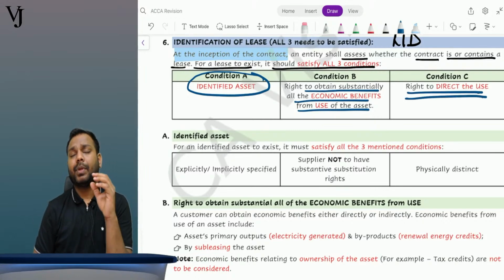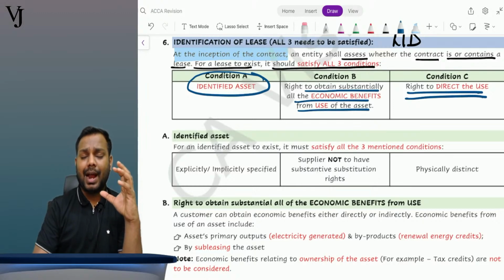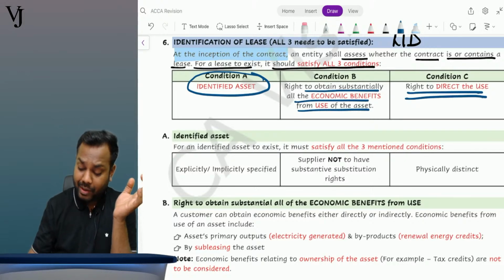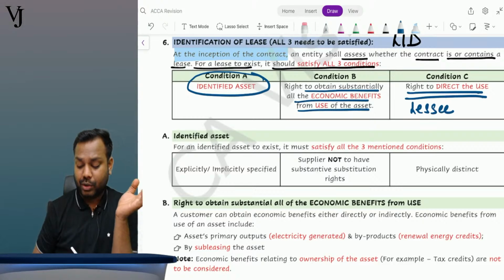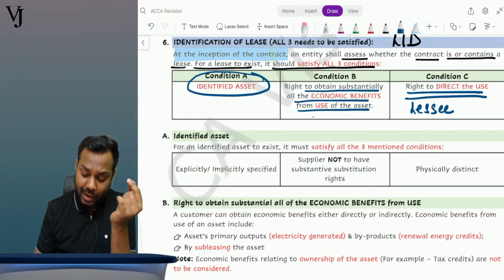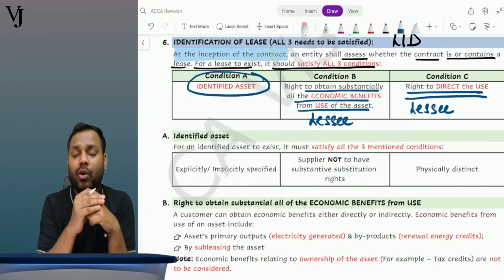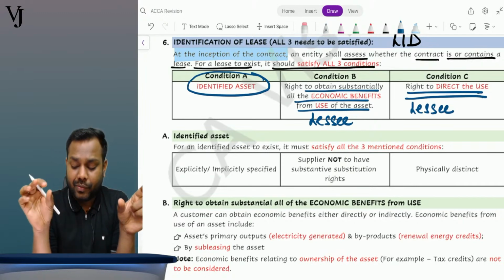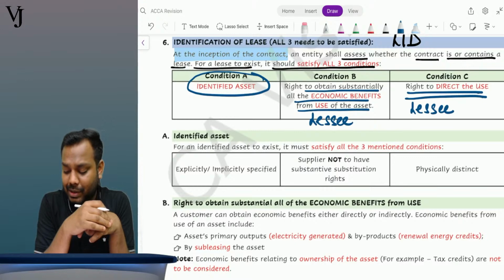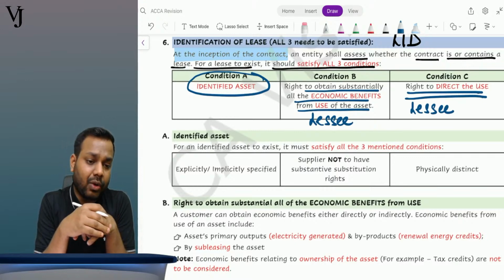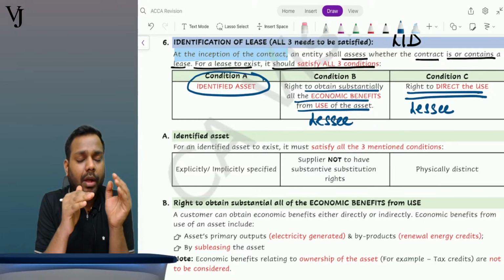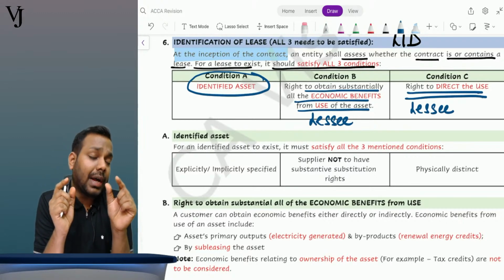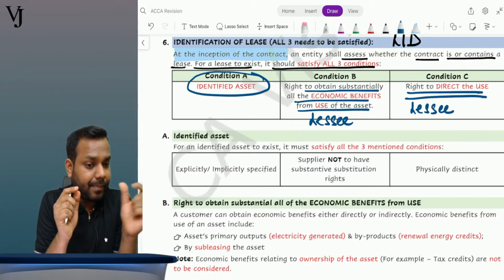Meaning thereby, the asset should be an identified asset, and I should have the right to direct the use of the asset. Who has the right to direct? The lessee should have the right to direct the use. Who has the right to obtain substantially all the economic benefits? The lessee should have the right to obtain substantially all the economic benefits from the use of the asset. If all the three conditions are satisfied, then we can say that this is a lease contract. Understand that we will do the assessment whether it is a lease contract or not on the lease inception date. We will do the accounting of lease on the lease commencement date.